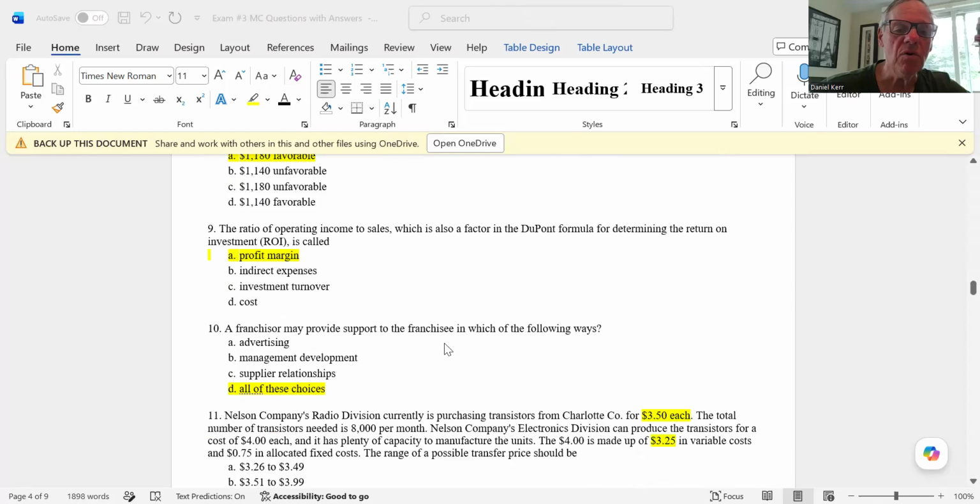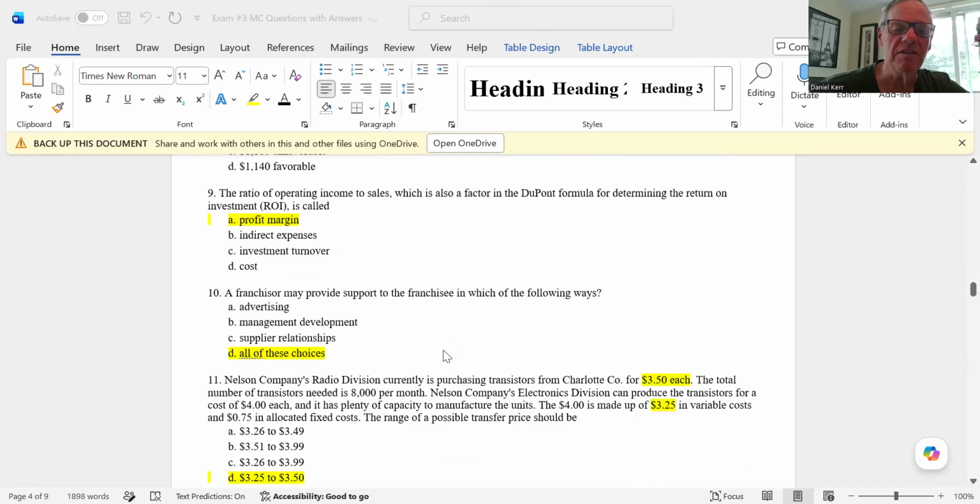Number 10, a franchisor may provide support to the franchisee in which of the following ways? Well, all the ways: advertising, management, development, supplier relationships. So the answer there is D.